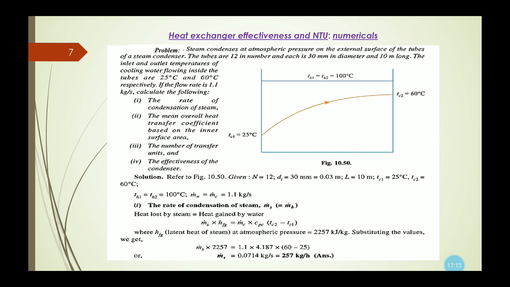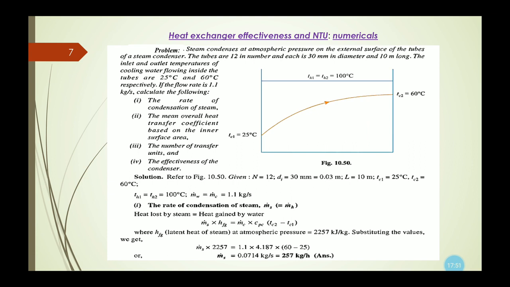If the flow rate is 1.1 kg per second, then we need to calculate the rate of condensation of steam, the mean overall heat transfer coefficient based on the inner surface area, then the number of transfer units and the effectiveness of the condenser. So these are the four different things that we need to find in this numerical.